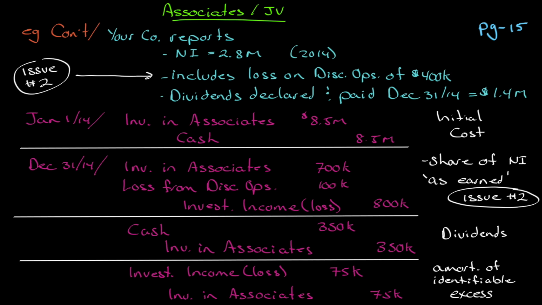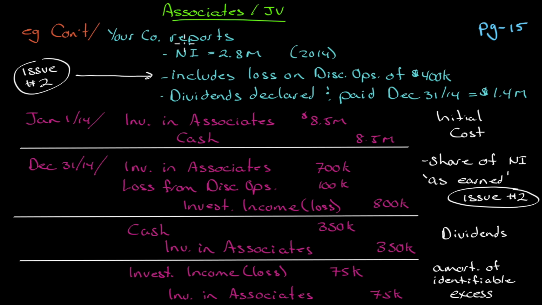All right. I'm going to set up your example here, and I'm going to introduce issue 2 at the same time. We may as well do it all at the same time. So the first issue is we paid too much. Issue number 2 is that we're going to have more than just net income. We're going to have different types of net income, or different types of income, sorry.